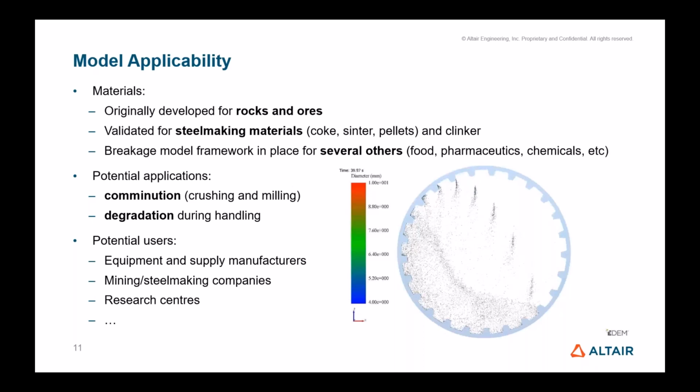This essentially means that potential users are equipment and supply manufacturers, of course, making mining equipment, obviously size reduction equipment. Steelmaking companies make use of this model as well. And obviously research centers and any other company that wants to investigate the breakage process is a great framework for any breakage process, regardless of the material. But you know, might need some adaptations depending on how your material behaves.